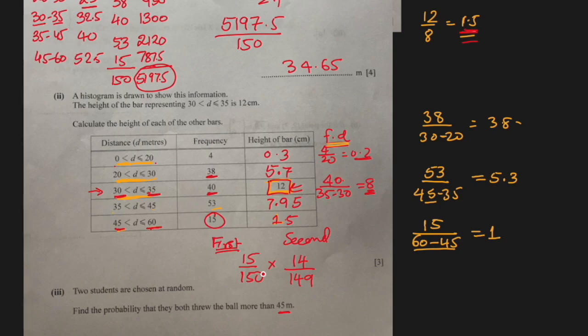So the answer here I got is 0. Very few chances. 0.0093. Three significant figures we need, right? 0.00940 we can write, or as a fraction it will be 7 out of 745.